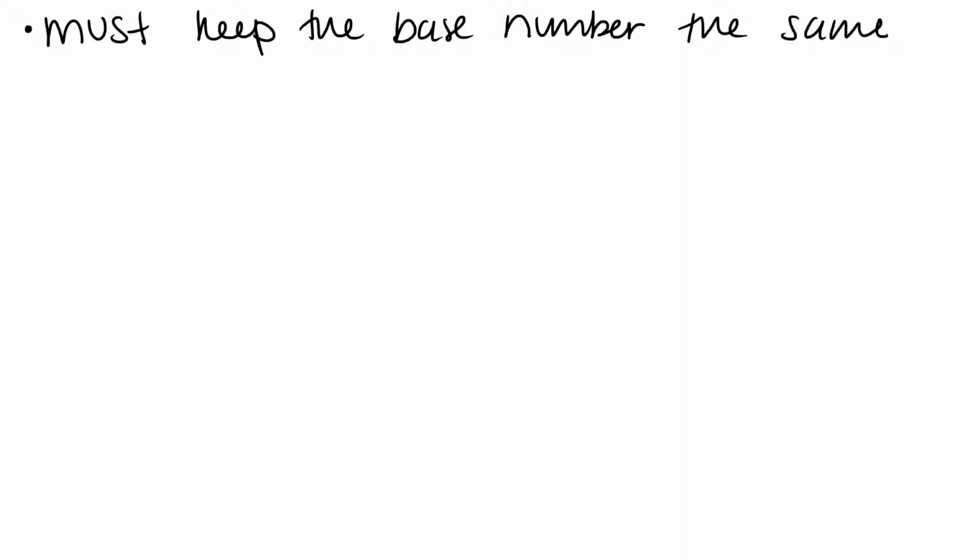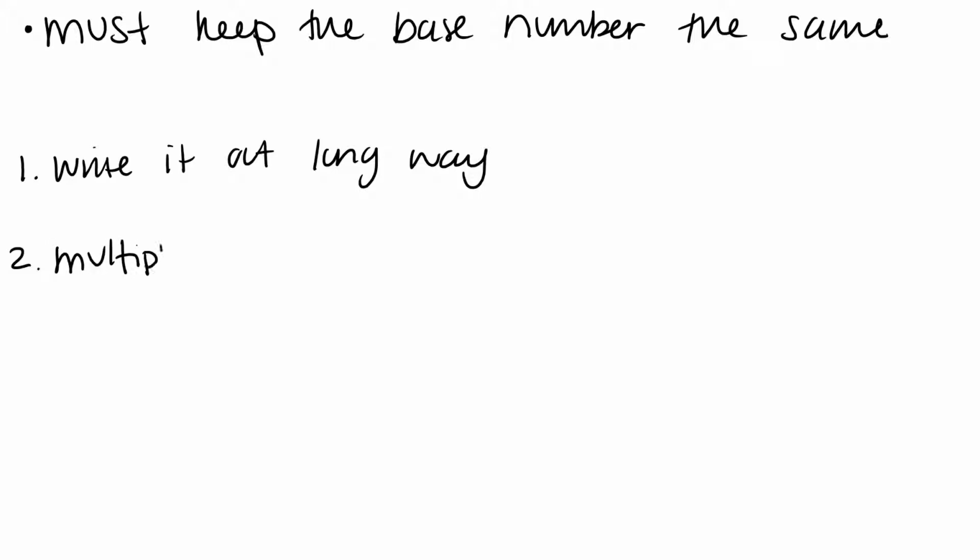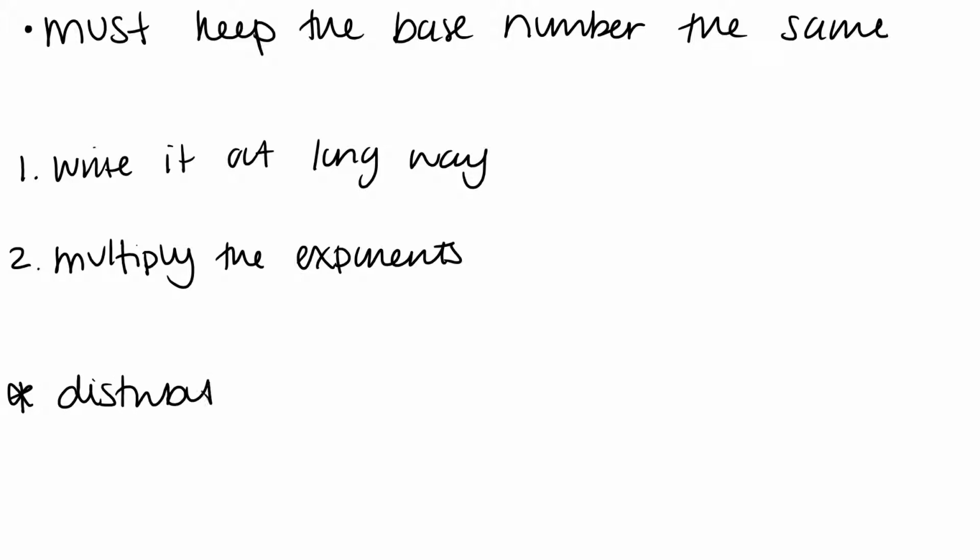When you're actually solving the problem, there are two different methods you can use. The first method is to write it out the long way, which I will show you how to do. The shortcut method is to multiply the exponents, again keeping that base number the same. It's important to note that when you have a coefficient, you have to distribute the exponent to that coefficient number.